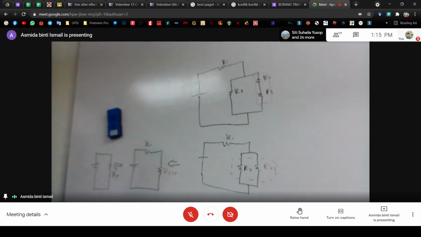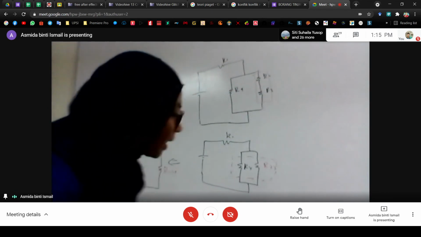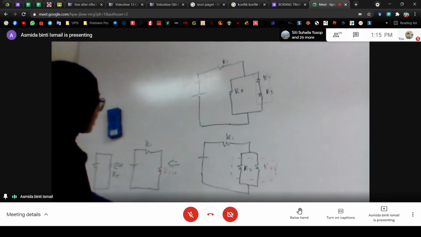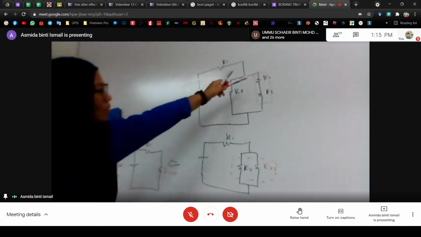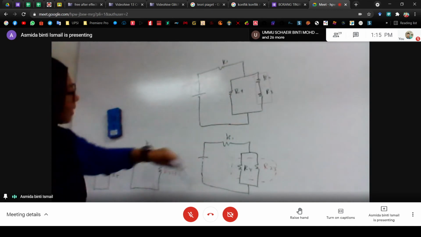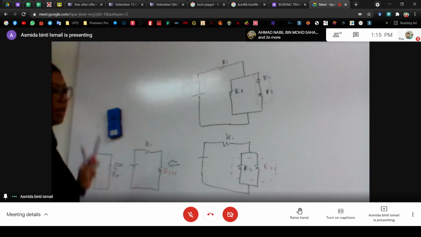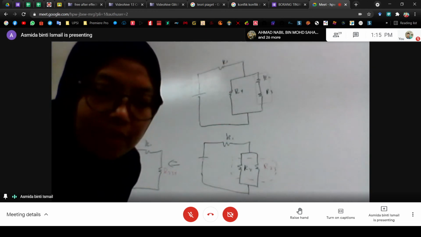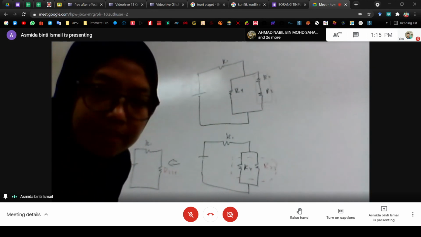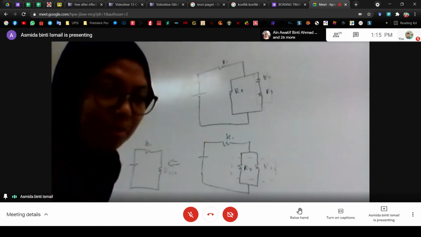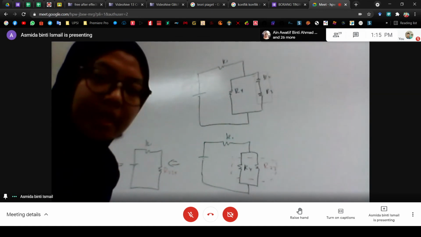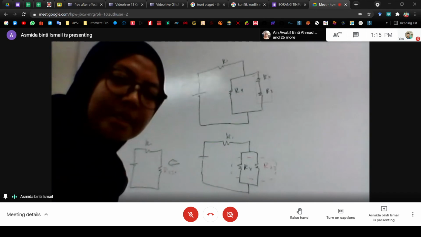Saya tak tunjuk calculation dia, nanti kira sendirilah. This one is parallel, this one is series, this one is series, this one is parallel, this one is series, and you get R total. Value of R total dia 60 ohm. Okay, the value of R total is 60 ohm.